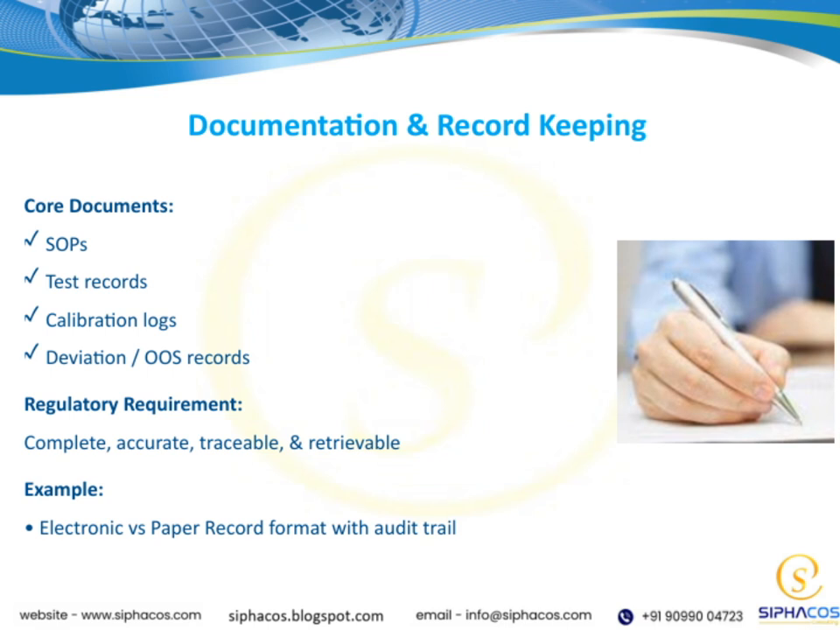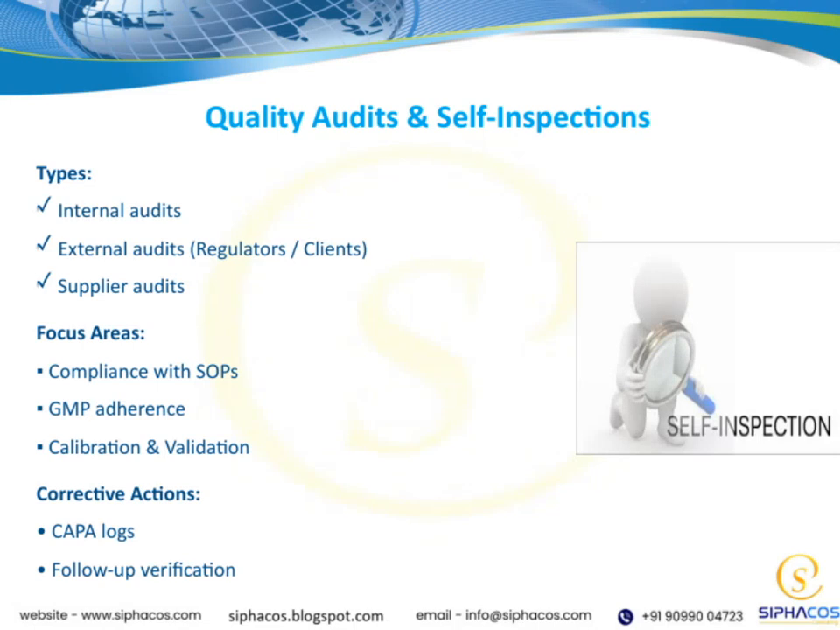For example, when choosing between electronic and paper records, it's important to consider how audit trails are maintained. Electronic records often have built-in audit trails that automatically track changes, making it easier to ensure data integrity. Overall, good documentation practices are the backbone of compliance and quality assurance, enabling us to verify and reproduce our work whenever needed.